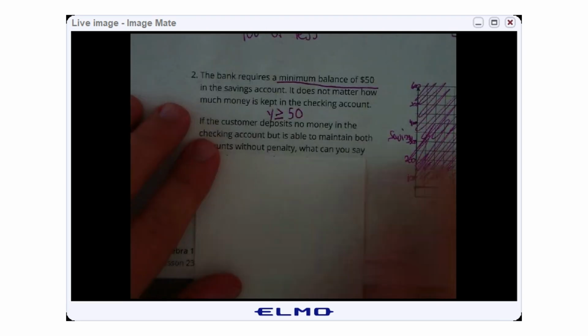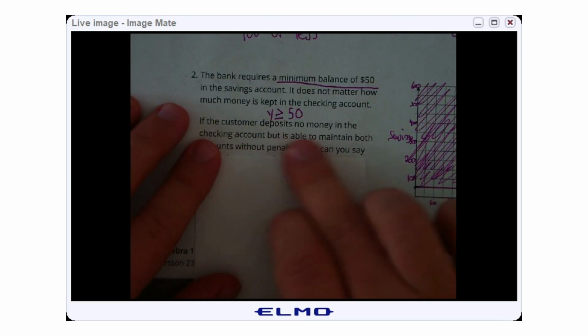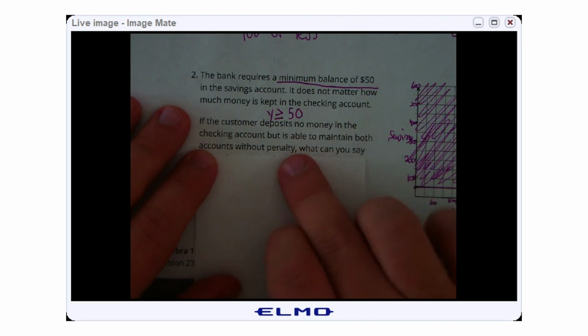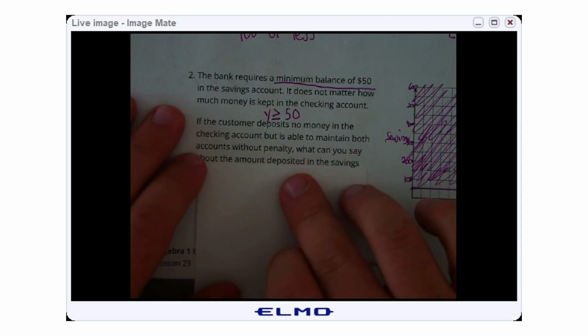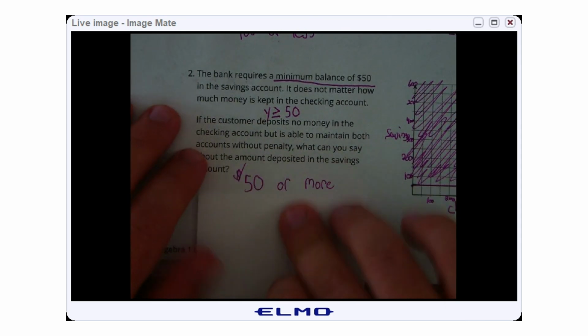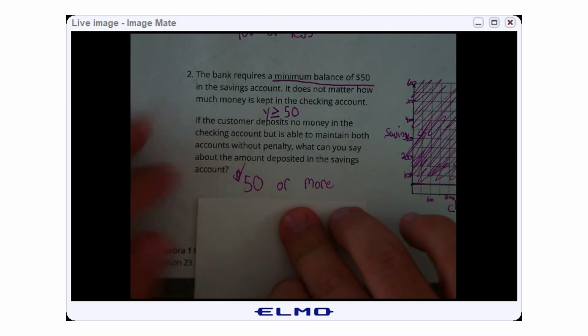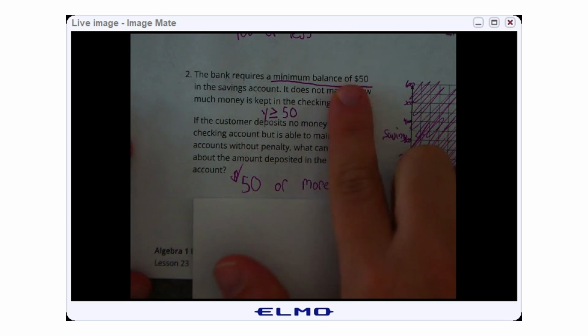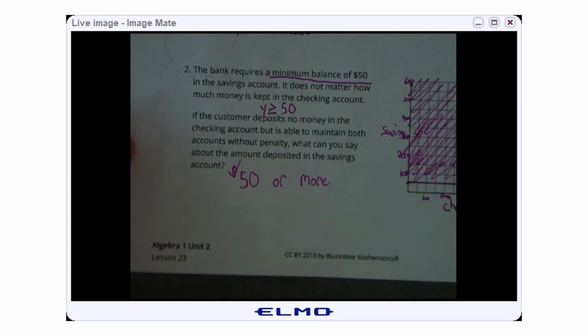Okay, my last question, it says, if the customer deposits no money in the checking account but is able to maintain both accounts without penalty, what can you say about the amount that's deposited in the savings? Again, it's $50 or more, right? Because we don't have any penalties, it's something 50 or more, right? That avoids the minimum balance of 50, okay? If we put in 50 or more.